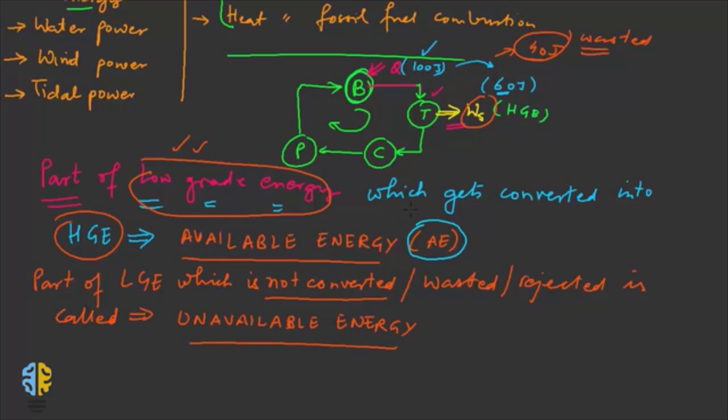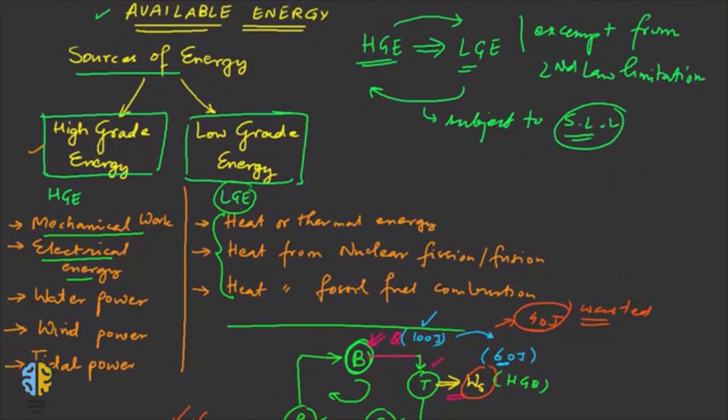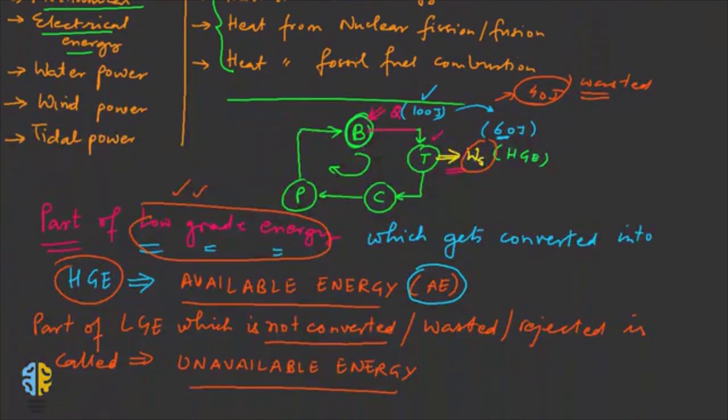Right, so this was a brief introduction on what available energy is. If you summarize the whole video, you should appreciate that the complete conversion of high grade to low grade energy is possible, and it is exempted from the second law limitation. But the complete conversion of low grade into high grade is not possible, and it is subjected to the second law limitations.